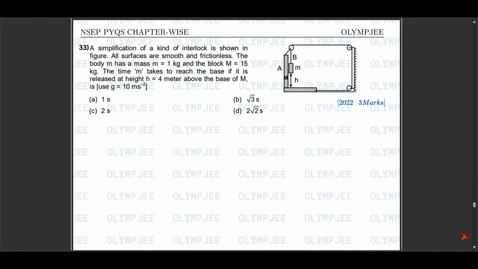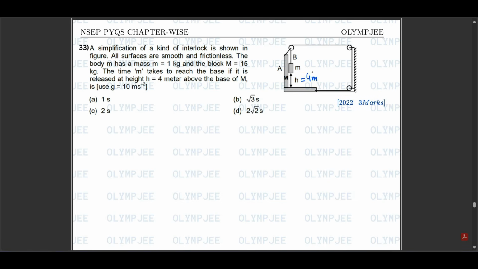It says that a simplification of a kind of interlock is shown in the figure. All surfaces are smooth and frictionless. The body small m has a mass of 1 kg and the block capital M is 15 kg. So find the time small m takes to reach the base of M, if it is released at a height 4 meter above the base of M. So this is 4 meter.